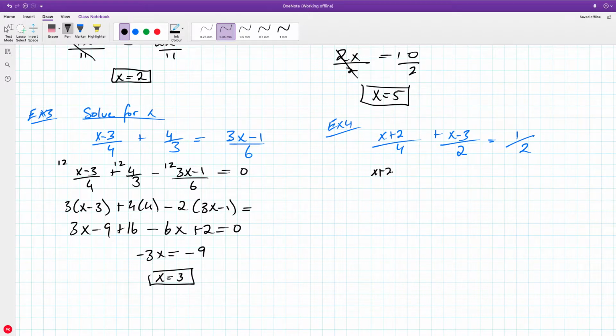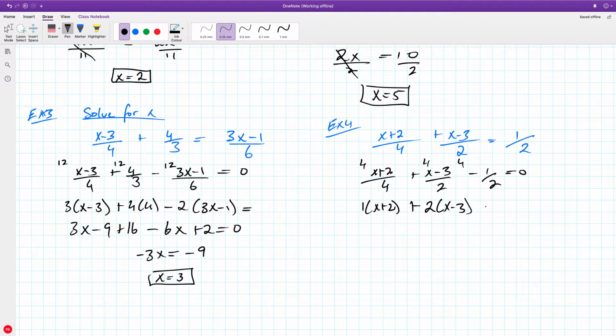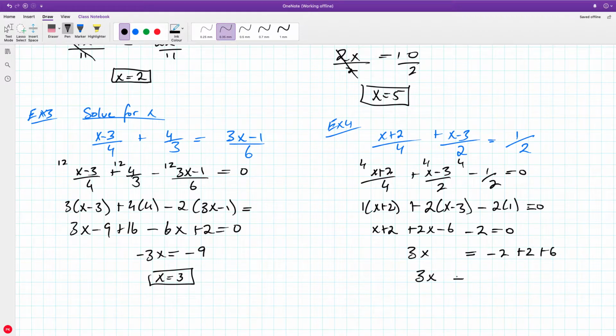So x plus 2 over 4 plus x minus 3 over 2 minus a half is equal to 0. Multiply across by 4, 4, and 4. That's 1 times x plus 2 plus 2 times x minus 3 minus 2 times 1 is equal to 0. X plus 2 plus 2x minus 6 minus 2 is equal to 0. X and 2x is 3x is equal to minus 2 plus 2 plus 6. 3x is equal to 6, x is equal to 2. Alright, so they're linear equations with fractions in them.